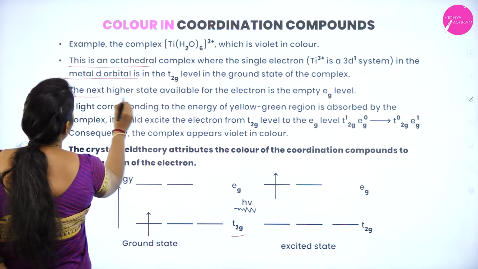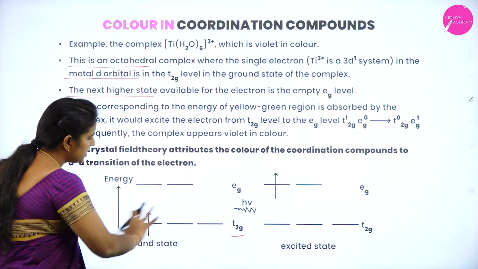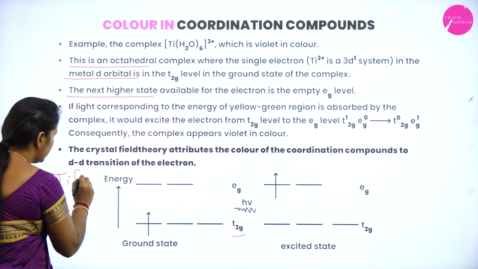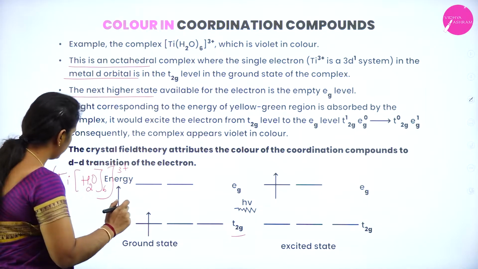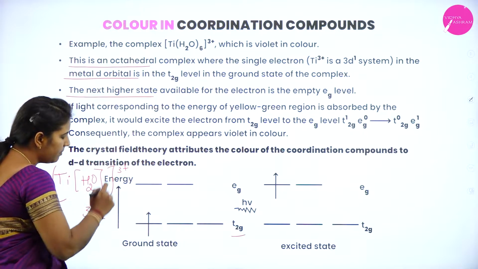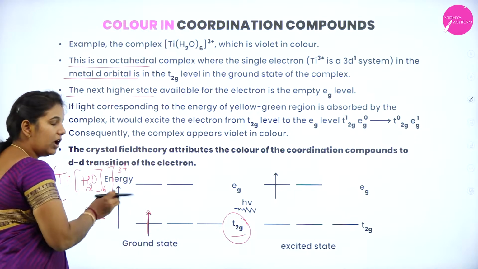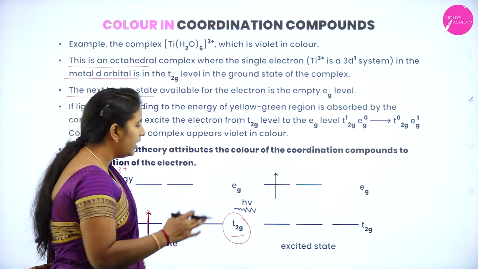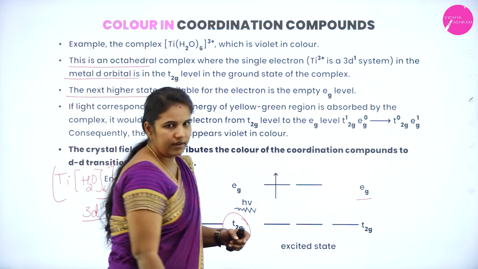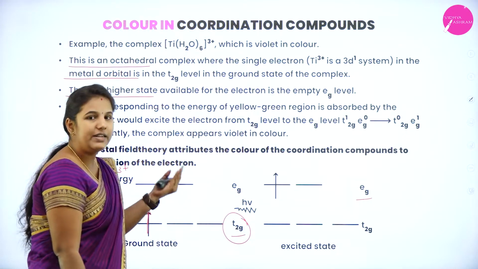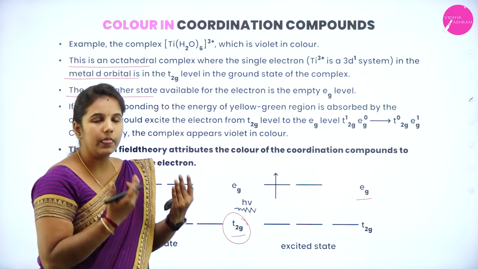Next is the higher state which is available for the electron. So you can see that this is the energy level diagram for hexaaquatitanium(III). Is it right? Yes. So in the ground state, we have understood that it consists of one electron in the 3d system, and it will be present in the t2g level. I have written one electron. When it absorbs the light, what will happen? It gets excited. As a result, the electron present in the t2g level shifts to the eg level and gives rise to the different colors. This is how we can easily understand how the color is formed in a coordination compound.